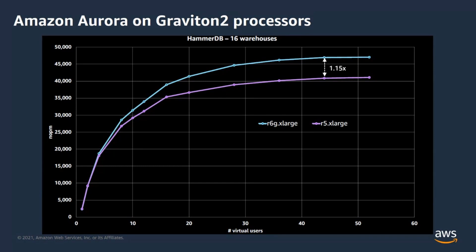So we took HammerDB, which does the I/O as well, along with the read, and we ran this test. On the vertical axis is new orders per minute, and again, higher is better. This time we are using the extra large, which has 4 vCPUs. The blue is still the R6G and the purple is R5. What we see is that as we get towards the top end, we see about a 15% performance improvement for the Graviton2 over the R5.